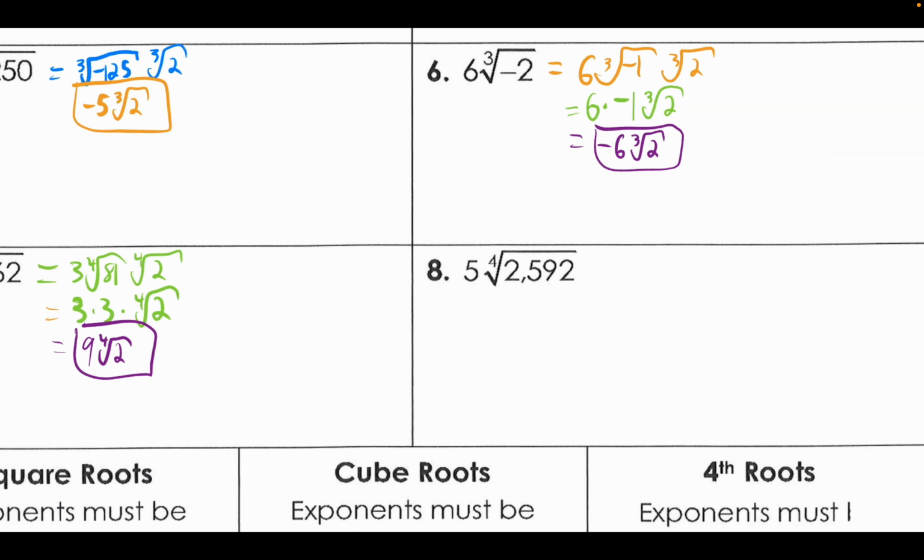On number 8, big number. We want to check the first one that's smaller than it. The first one that's smaller than it is 2,401, not a factor. The next one, 1,296, is a factor, thankfully. So 5 times the fourth root of 1,296 times the fourth root of 2 gives you 5 times the fourth root of 1,296, which is 6, times the fourth root of 2. And so that results in 30 times the fourth root of 2.